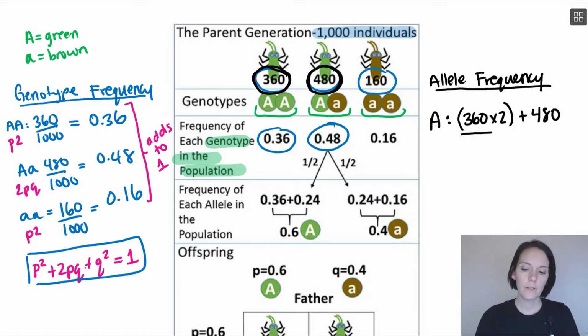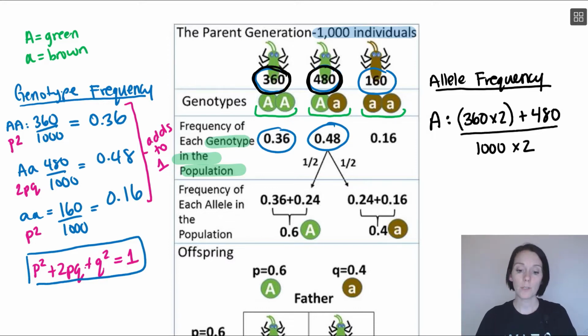Out of a total of 1,000 individuals, and remember that these 1,000 individuals all have 2 alleles. So in our population, we have 1,000 individuals, but each one has got 2 alleles. So that means we multiply our total amount by 2. If you calculate that, that would give you a frequency of 0.6.